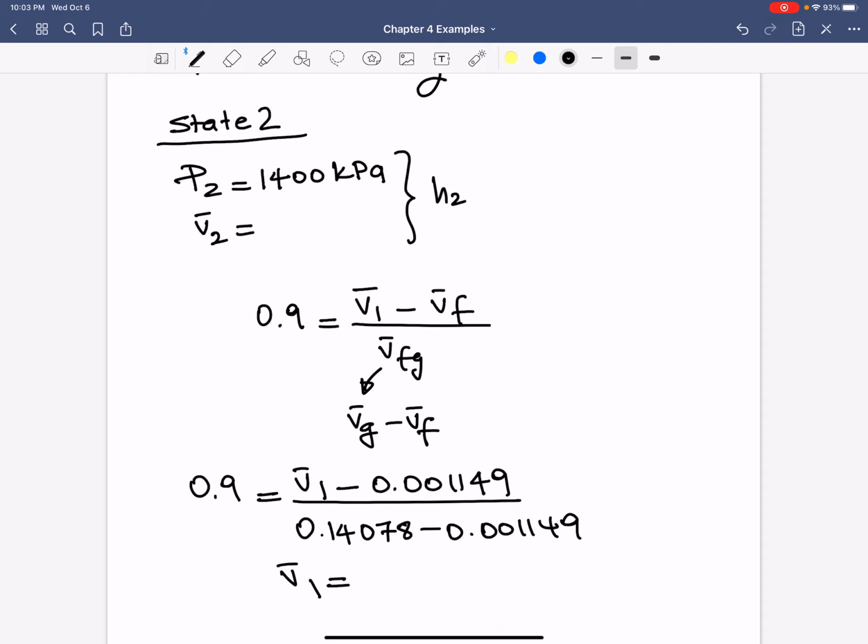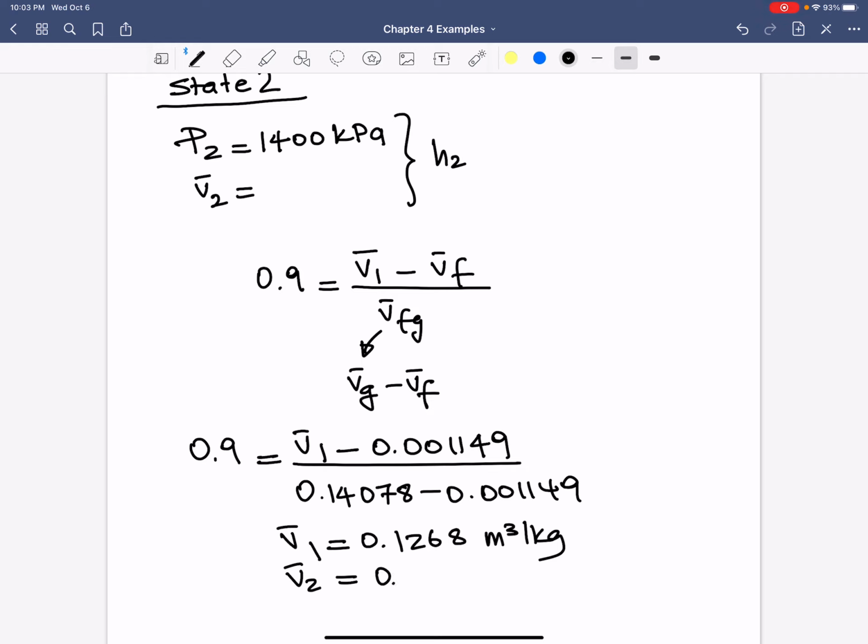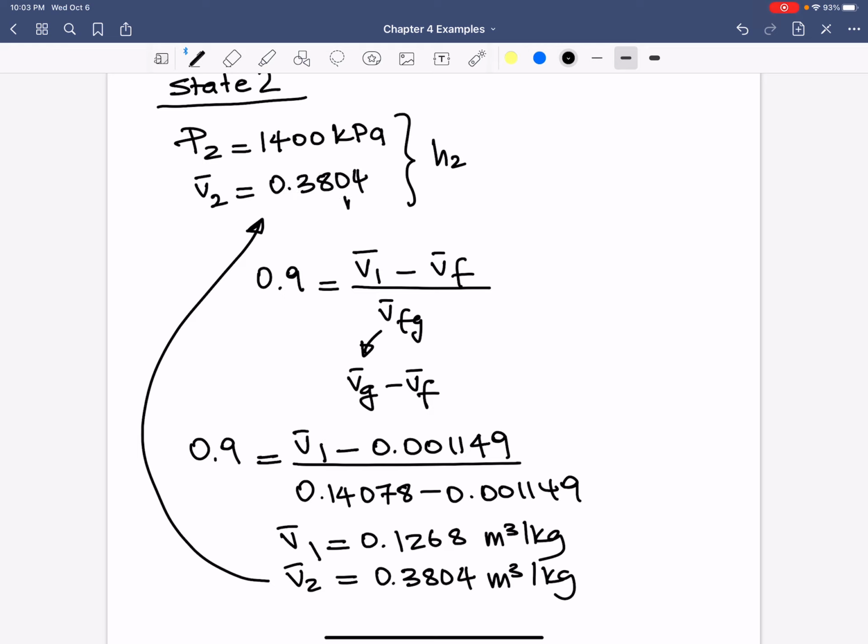And specific volume at the first state is 0.1268. And specific volume at the second state is 3 times that. Okay, so you can plug this in here. Now we are given the pressure, and we figure out that they are actually giving us the specific volume at the second state. Now we can look at the tables to read what the second state enthalpy is.